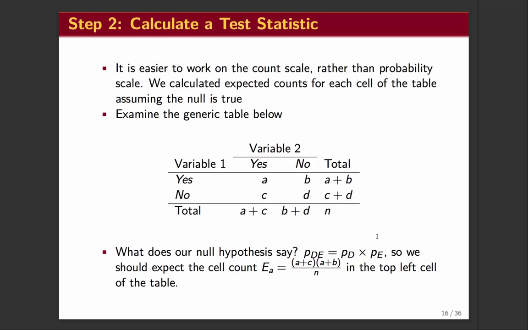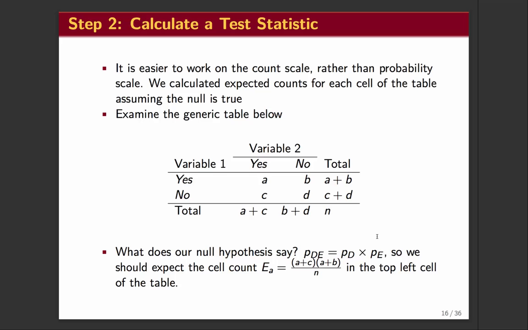So with the test statistic, we went through and we found proportions and we found probabilities, and we wanted to decide, okay, are these two things equal to each other? Well, it turns out that it's a bit easier to work on a count scale rather than a probability scale. And so what I mean by that, at the start of this lecture, I said, we're going to work under the assumption of independence. I found this to be a useful way to think about approaching the chi-square distribution, is that we have a 2x2 table, right?